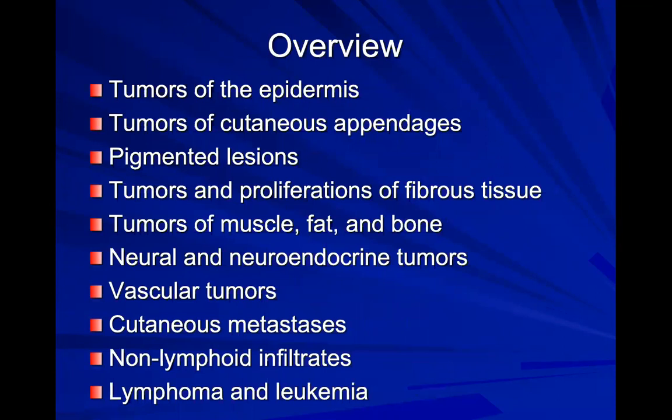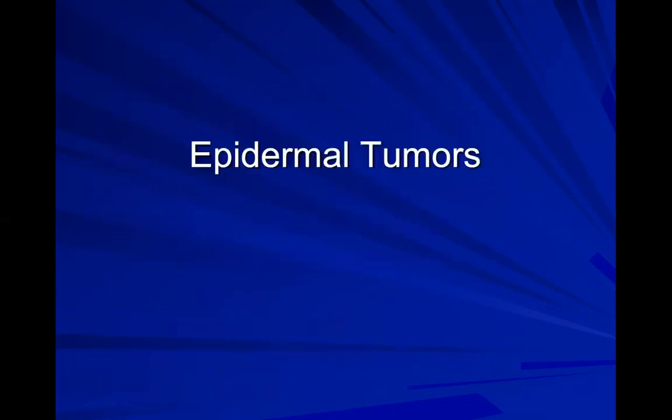So as an overview, what we're going to cover in the next few sections is tumors of the epidermis, tumors of cutaneous appendages, and then we're going to cover pigmented lesions, proliferations of fibrous tissue, muscle, fat, and bone, neural, neuroendocrine, vascular, metastases, non-lymphoid infiltrates, and then lymphoma and leukemia. And then you'll be done and you'll have had an introduction to pretty much every topic of your curriculum.